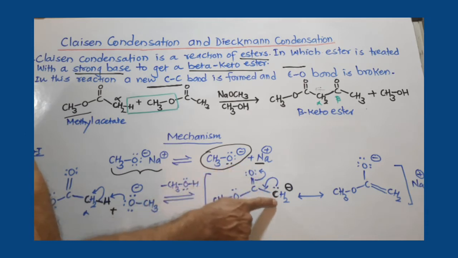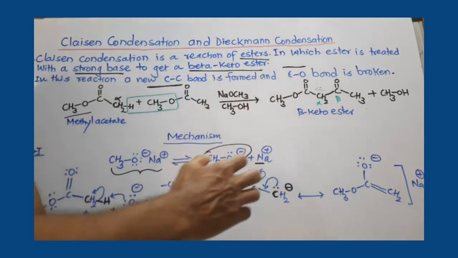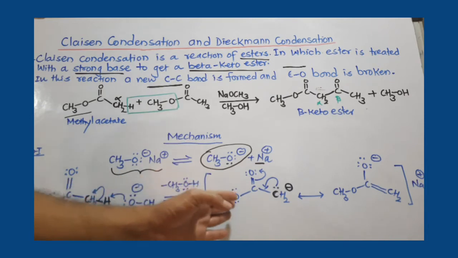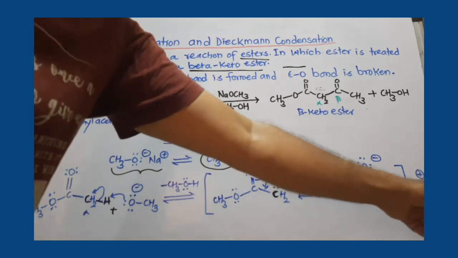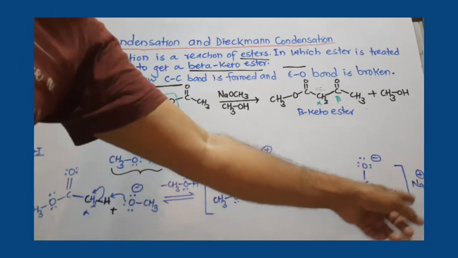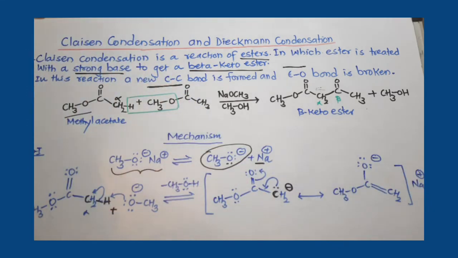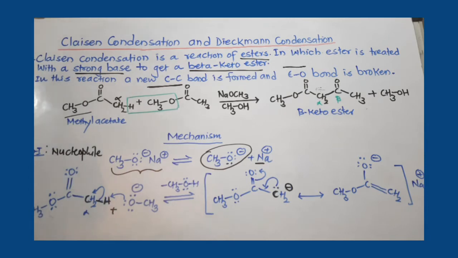So the actual negative charge shared by these two atoms is half, which is not complete. So the intensity of negative charge is decreased, and because of that, this is more stable and stabilized by resonance. And you can put that sodium outside this bracket. So this is the formation of a carbanion. You can say carbanion, or you can say this is a nucleophile. So the nucleophile is generated in this first step. So the first step is formation of nucleophile.